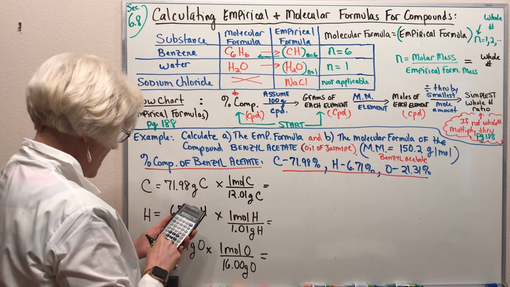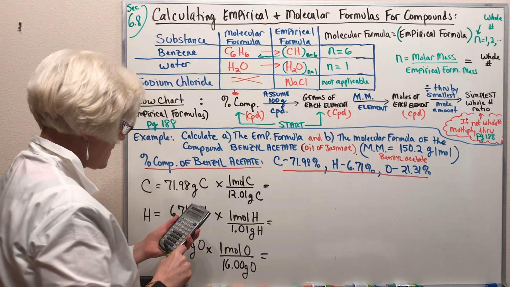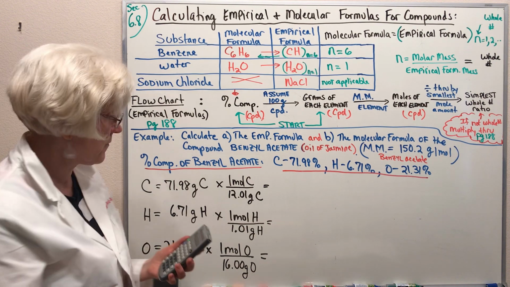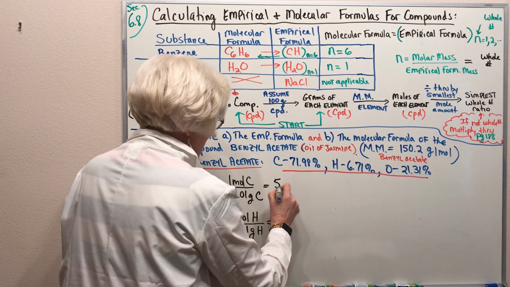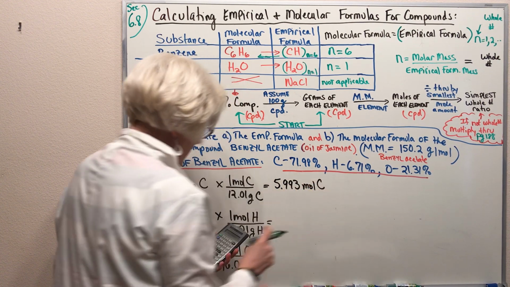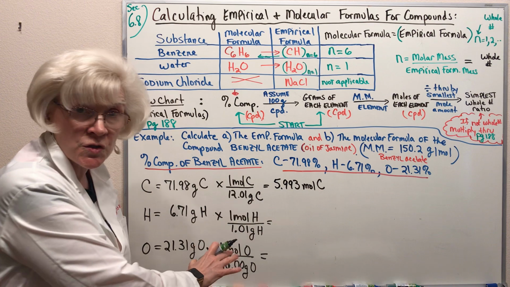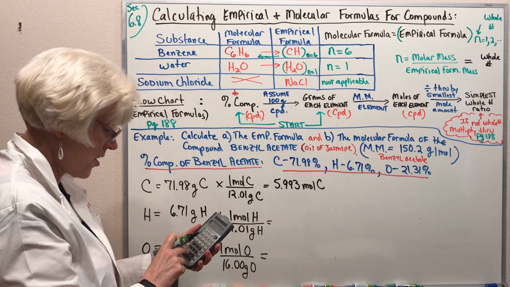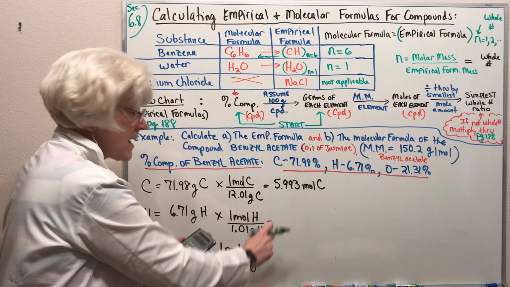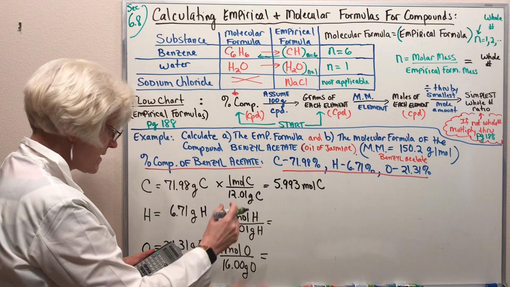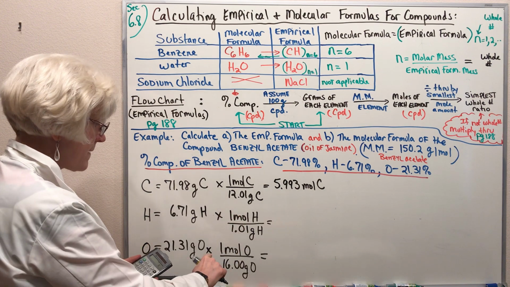Taking our calculators and taking 71.98 and dividing by 12.01, I come up with 5.993 moles of carbon. Since there are so many numbers that we need to use in this calculation, it's always a good idea to double check that we did the calculation right, and I'm getting the same answer a second time.